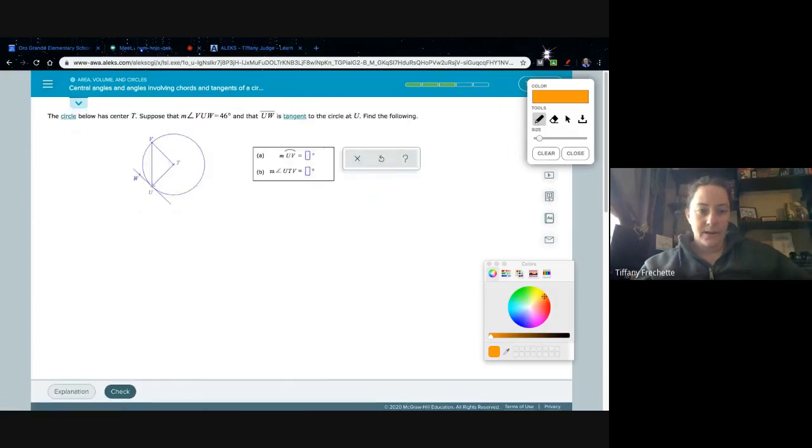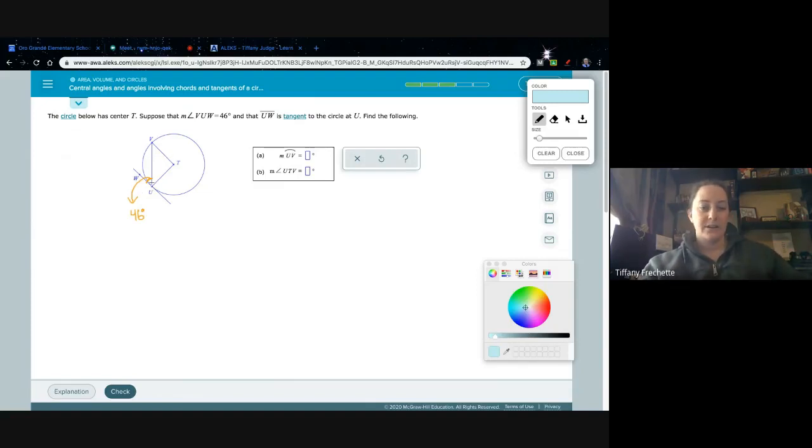So now we have VUW, so this angle here, I'm just going to put it over here, is 46 degrees. And then again, they're telling us that UW is a tangent to the circle. They're giving us that information because you need that information in order to move forward. If you don't know that it's a tangent, you can't use the chord tangent property. You can't use the 1/2 property thing that we've been doing.